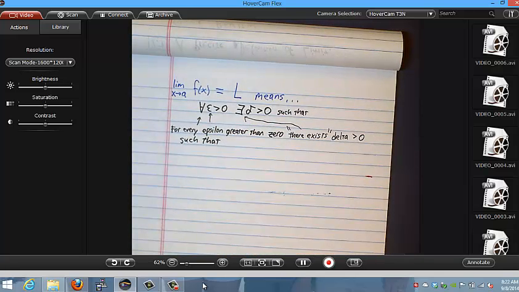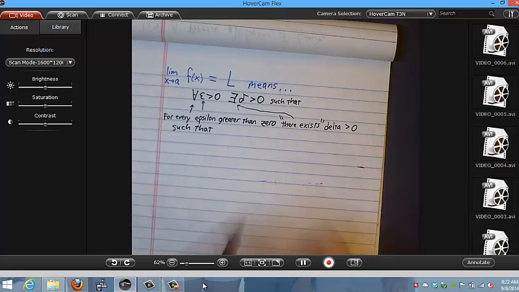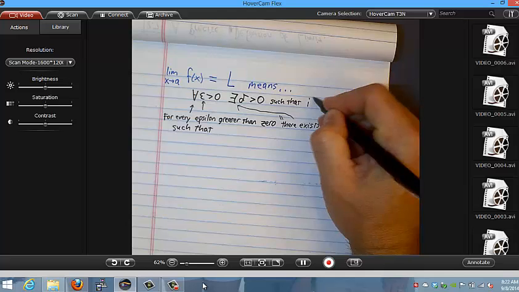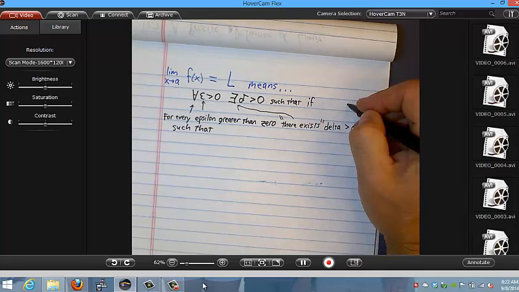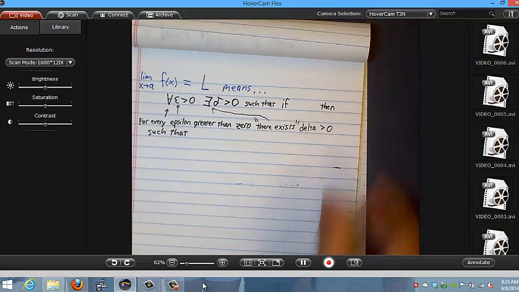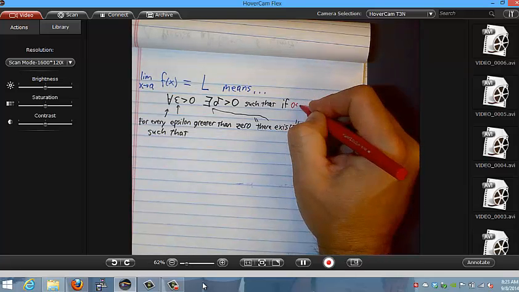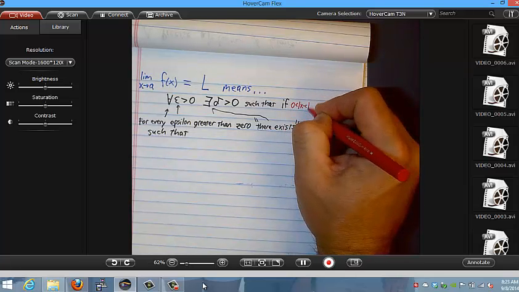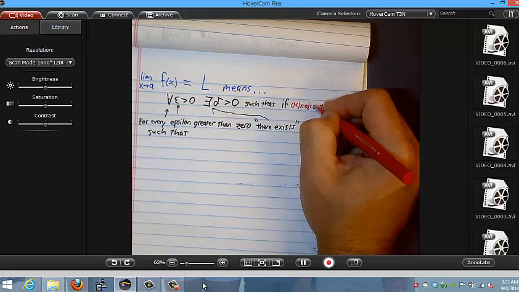Now I'm going to write the next part of this a little differently than the book. I'm going to write if something happens, then something happens. And the book writes it slightly differently. They use the word whenever, and then they kind of reverse the order. I'll show you that today too. But here's what they write. If 0 is less than absolute value of x minus a less than delta.